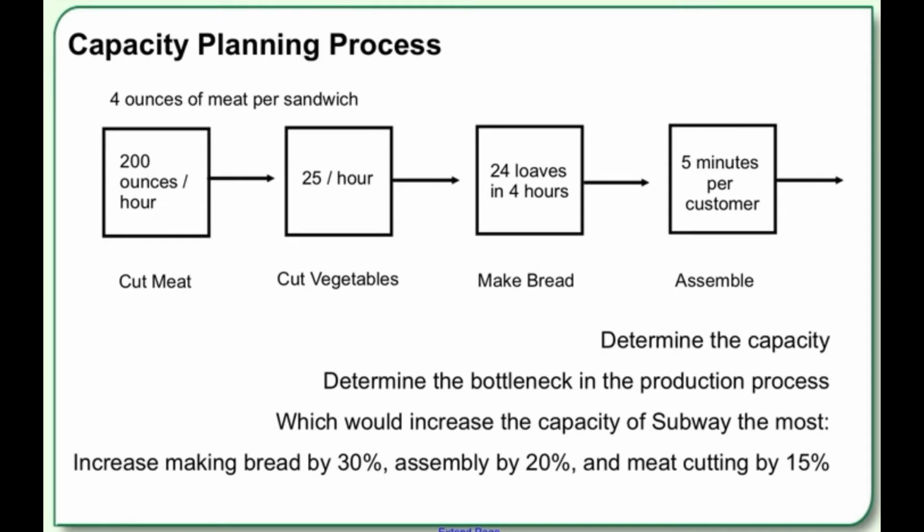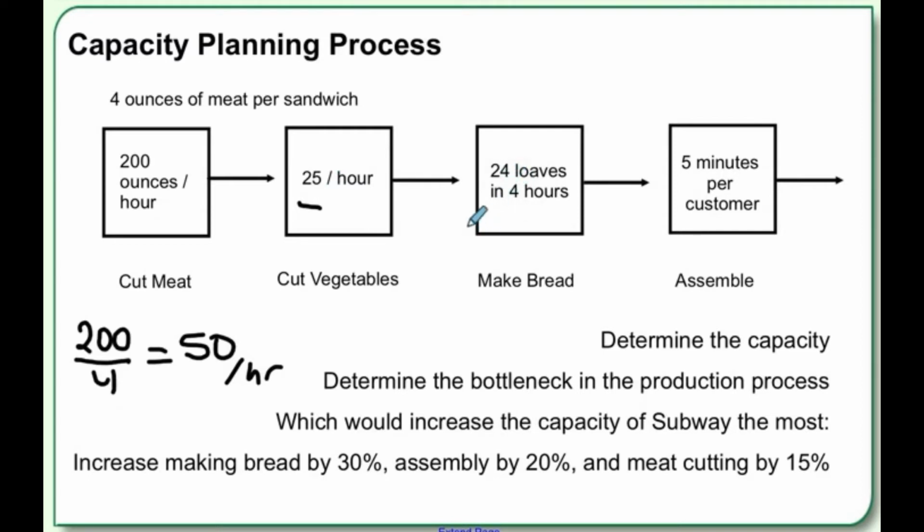So let's look at the amount we could produce in an hour. So notice that we can cut 200 ounces of meat in an hour. And let's assume there are 4 ounces of meat per sandwich. So if we take those 200 ounces in an hour, divide it by the 4 ounces per sandwich, we find that in terms of meat cutting, we can make 50 subs per hour. Now when it comes to cutting vegetables, we can cut 25 sandwiches worth per hour. Okay, so we don't have to do a calculation there.